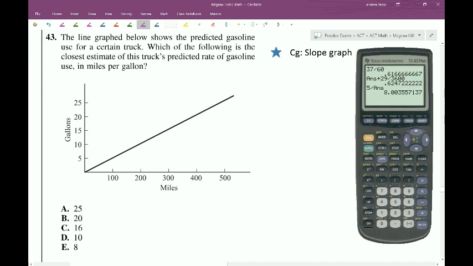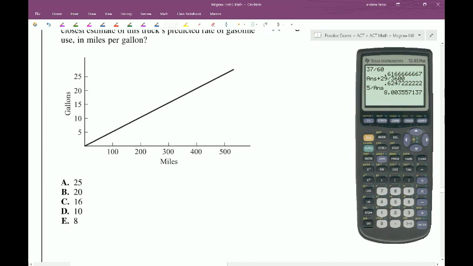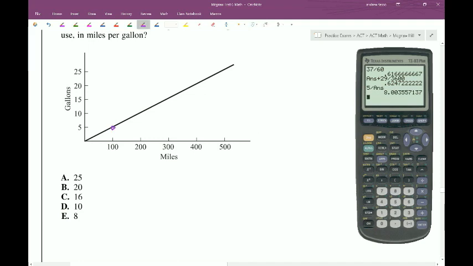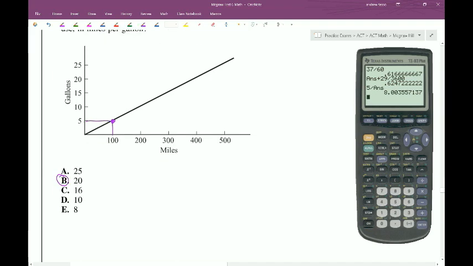Which of the following is the closest estimate of this truck's predicted rate of gasoline use in miles per gallon? Well, let's see. We went 100 miles, 5 gallons, so that's going to be 20 miles per gallon.